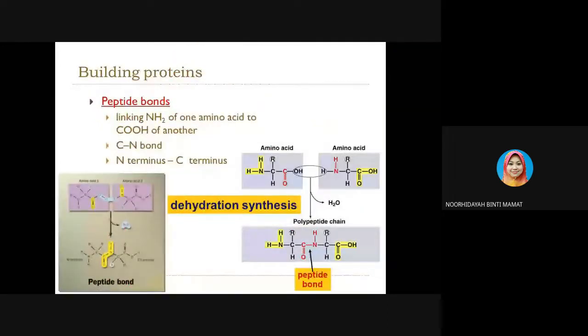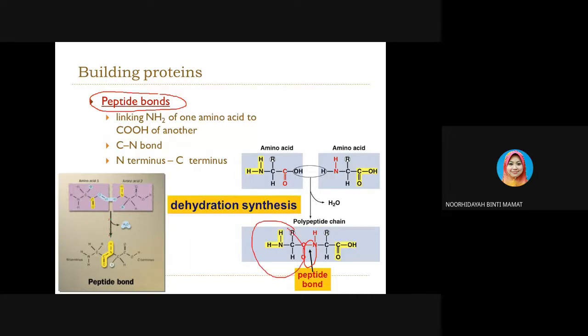Okay. So, building the protein. Just now we were talking about the bonding, the folding, the assembly of the amino acids. Building the protein actually goes through peptide bonds. If one amino acid is bonded together with another amino acid, it is the linking of the amino group to the carboxyl group of another amino acid.